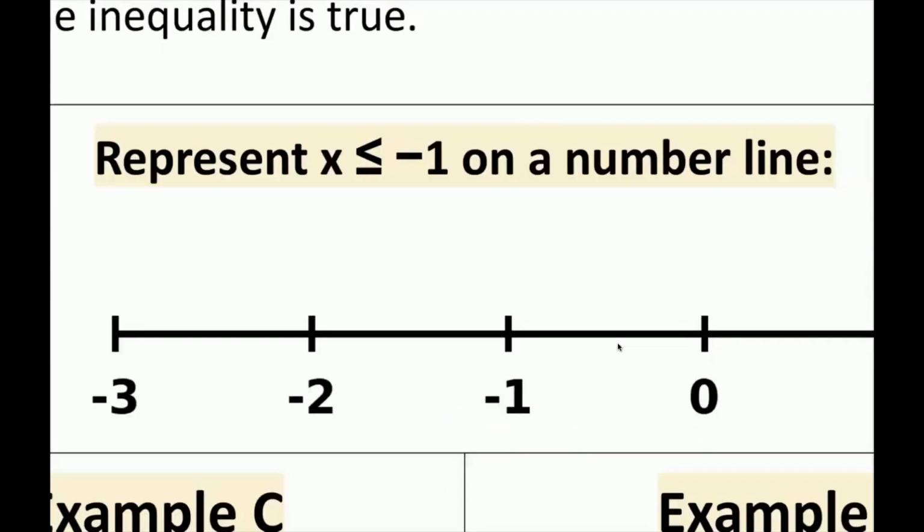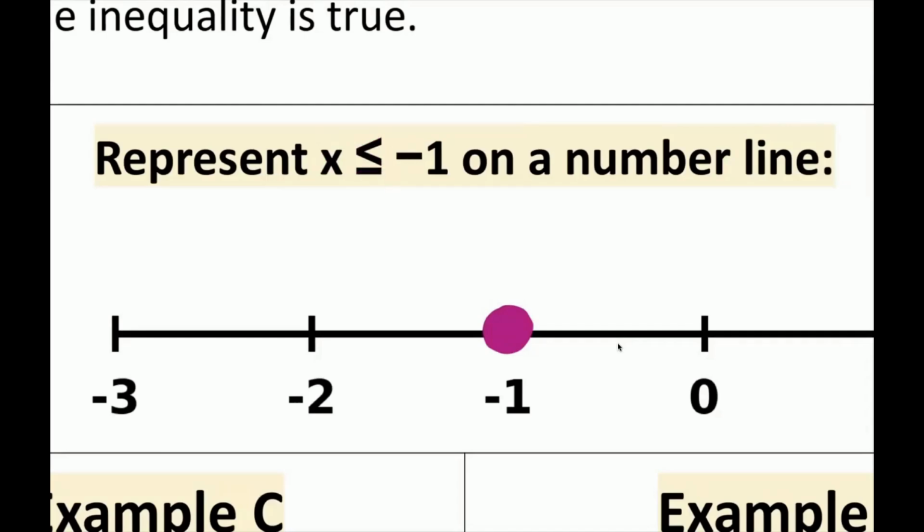We have x is less than or equal to -1. So remember, we're thinking about x. Okay, so we have our less than or equal to sign, so that's going to be a closed circle. So we're going to shade in at -1. And the reason why it's a closed circle is because -1 is a solution for x. -1 is less than or equal to -1.